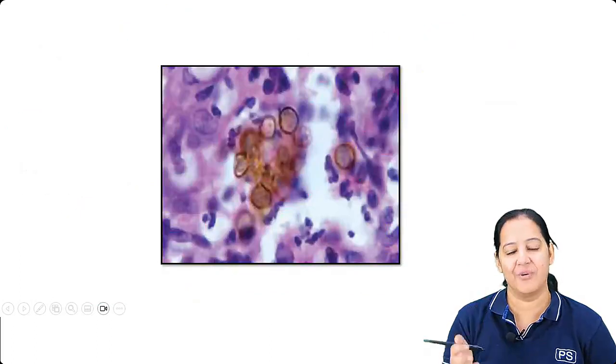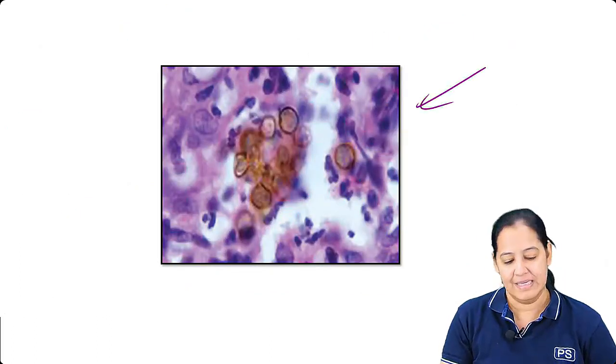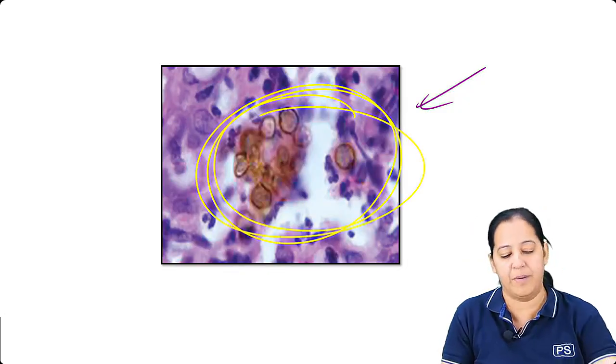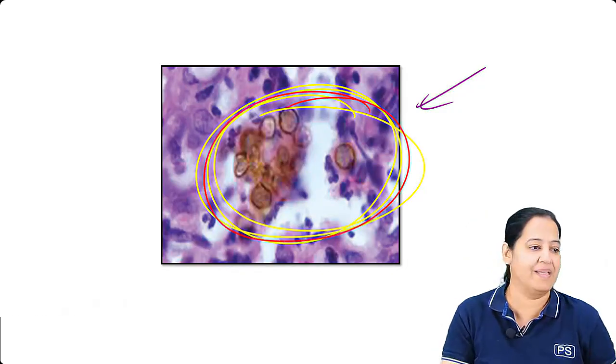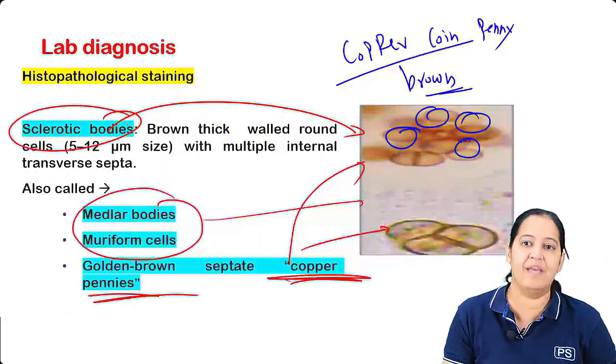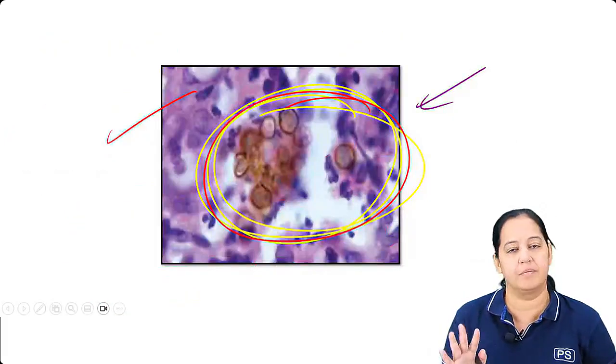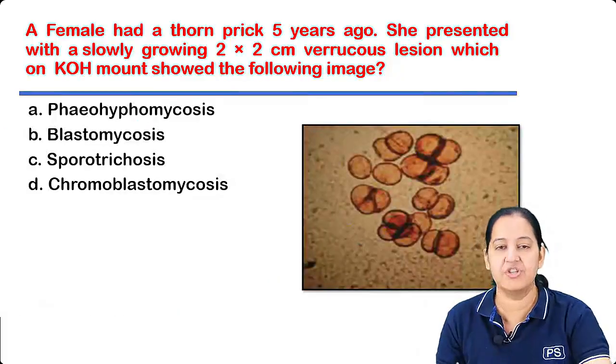Second fungus. See, what is this? What can you see, people? Say, ma'am, we can see the copper pennies. These are the copper pennies. This is the biopsy. Now you can get this image. The images are different, but the thing is the same. Okay, read the question and tell me the answer.